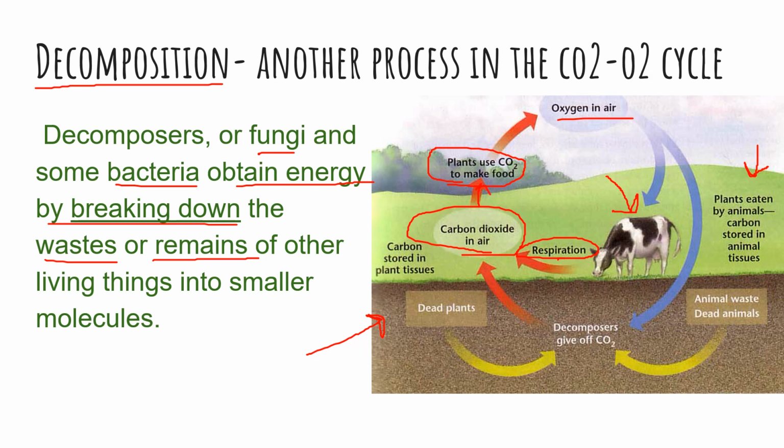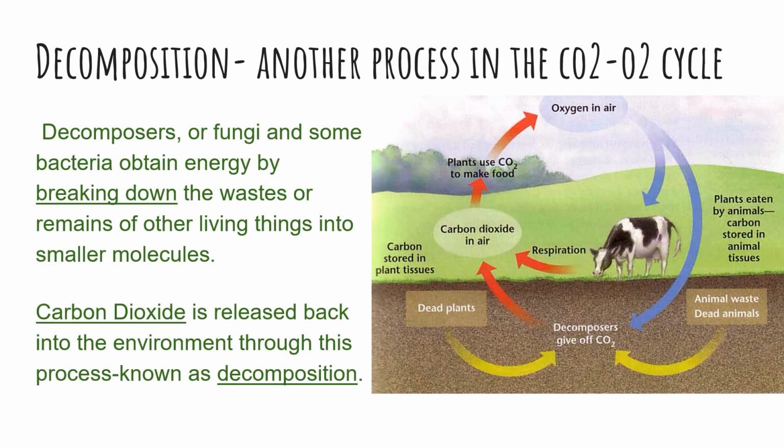Okay. And then when either of these die, either animal waste, as in dead animals, or even dead plants, they are broken down by the decomposers, which give off the CO2, which goes into the plant process again. So down here, the only thing this diagram is really missing is there should be a label down here for decomposition. Carbon dioxide is released back into the environment through this process, which is known as decomposition. Same thing I just explained.